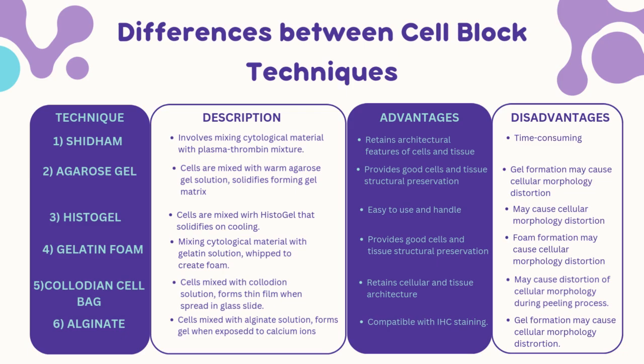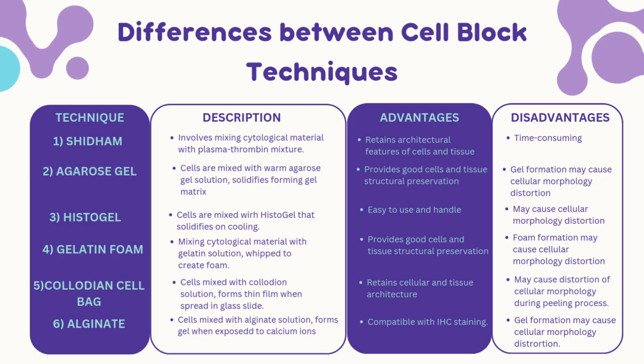Third technique is histogel, that mixes cells with histogel that solidifies upon cooling. The technique is easy to use and handle, but it may cause distortion to the cell morphology. The fourth technique is gelatin foam, that involves mixing cytological material with gelatin solution. The technique provides good cells and tissue structure preservation, but the foam formation may cause distortion on morphology of the cell.